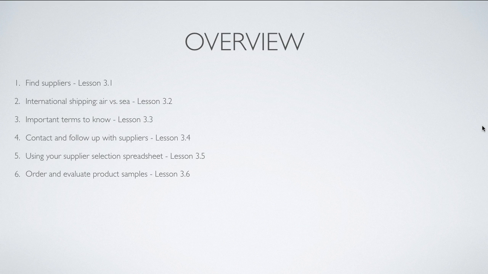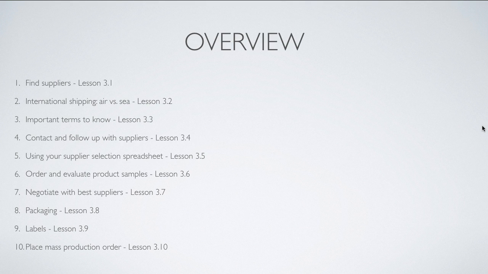Lesson 3.6, we're going to talk about ordering and evaluating product samples. Lesson 3.7, we're actually going to negotiate between those suppliers who had the best samples. Lesson 3.8, we're going to talk about packaging and why that's important and how to go about that process. Number 9, labels and what kinds of labels and terms you need to know about. And finally, lesson 3.10, in which we'll talk about how to go about placing your mass production order with your final top supplier that you've chosen.